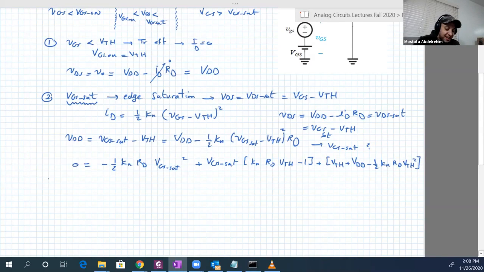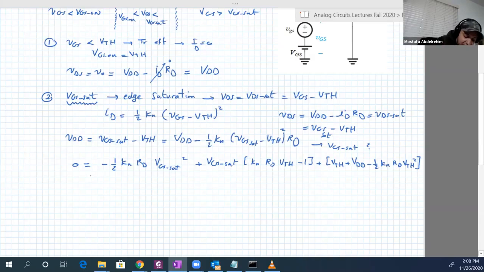And of course, don't try to memorize this equation. Usually when we use it, VDD will be known, RD will be known, and Kn will be known. So we can just plug in the numbers, and it will be easier to read and satisfy. So we can take an example.